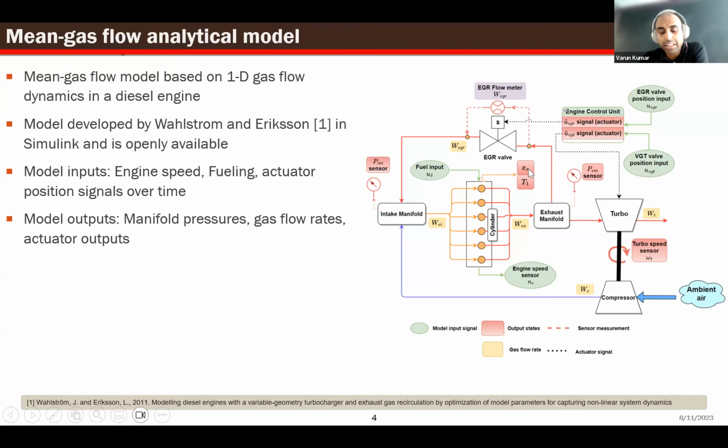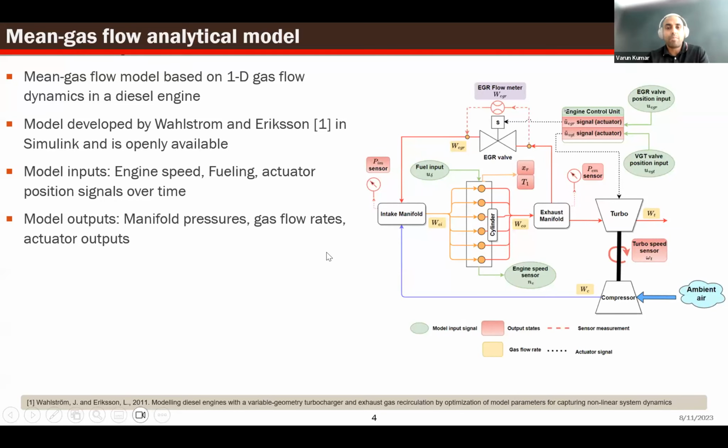So we have the pressure in the exhaust manifold and the pressure in the intake manifold. There are actual sensors on the engine which can measure these two pressure values. Then there is also a measurement from the turbo speed sensor. So we have these measurements. We also have estimates of the two actuator signals, and XR and T1 are basically states of the cylinder that we want to estimate.